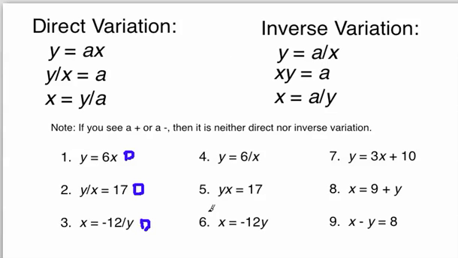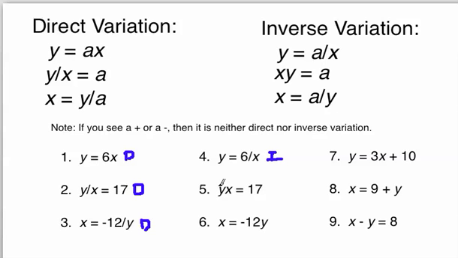And then for inverse variation, you can see that I used almost the same examples. Wherever you see multiplication, you replace it with division, and wherever you see division, you replace it with multiplication. Whereas the general form of direct variation is y equals 6 times x, the general form of inverse variation would be y equals 6 divided by x. So this would be inverse.